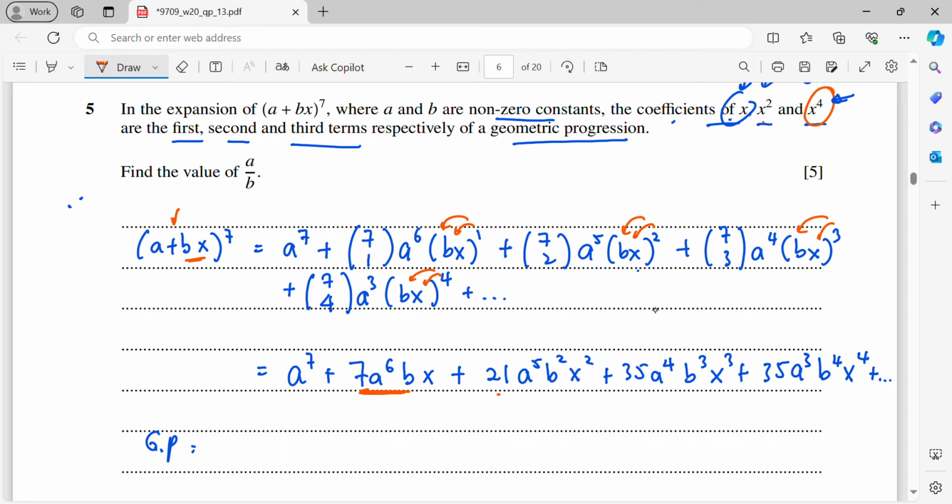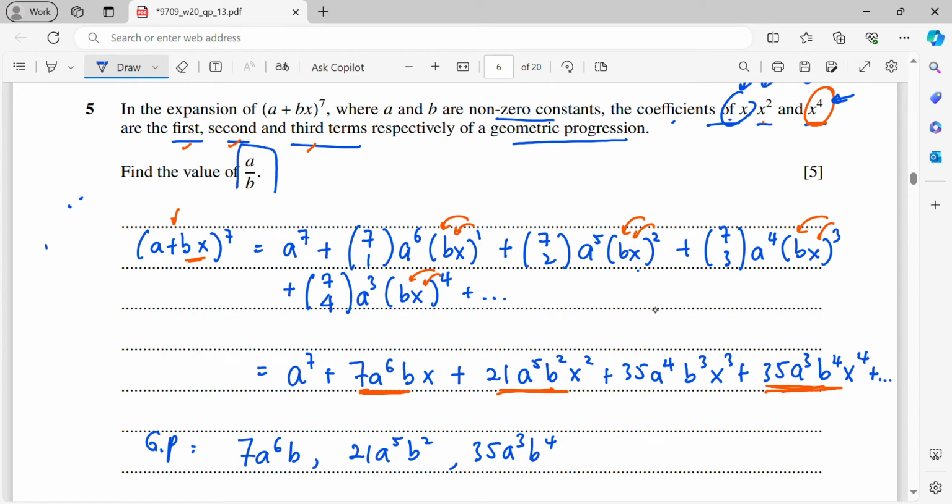The coefficient for x squared will be 21 a degree 5 b squared, and the coefficient for x degree 4 will be 35 a cubed b degree 4. So these will be the first three terms of the GP, geometric progression. That means now I will write 7 a degree 6 b, then 21 a degree 5 b squared, then 35 a cubed b degree 4.